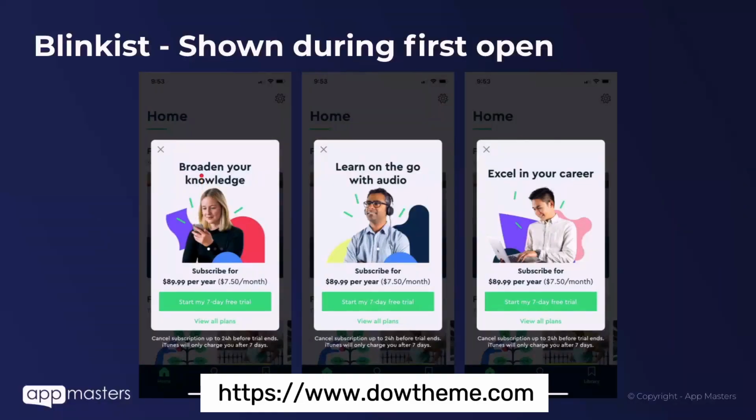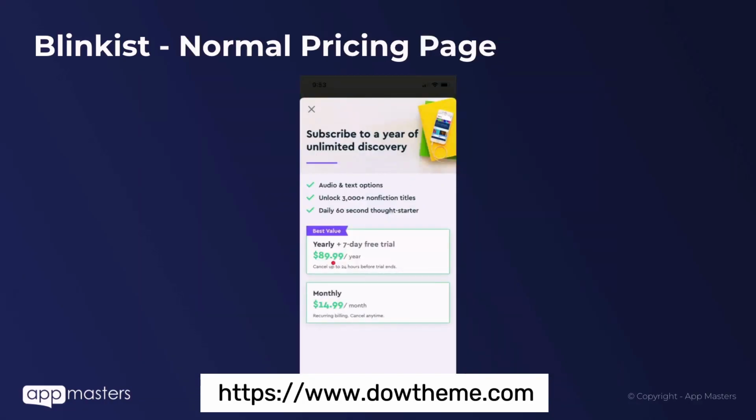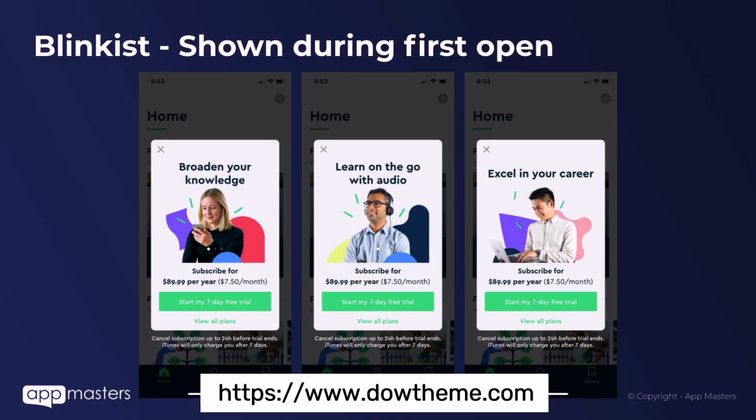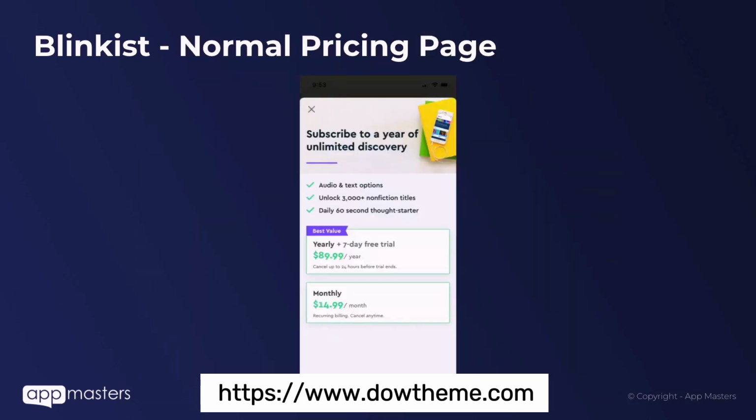So I want to show you Blinkist real quick. Really great app. But this is their first open, their welcome flow, and they're pushing people into the yearly, right? 7-day free trial, start my 7-day free trial, $8.99 per year. But if you go to their normal pricing page, you see the yearly right here and then the monthly. So they weren't even showing you the monthly offer here. Only when you go into the normal pricing page, like that upgrade button, then you see the monthly offer. So they're hiding it. Okay.